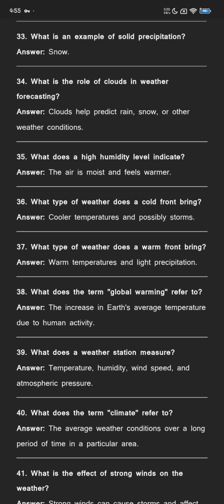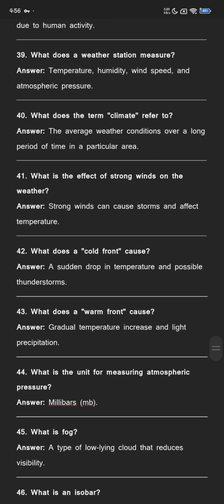What does the term global warming refer to? The increase in Earth's average temperature due to human activity. What does a weather station measure? Temperature, humidity, wind speed, and atmospheric pressure. What does the term climate refer to? The average weather conditions over a long period of time in a particular area.